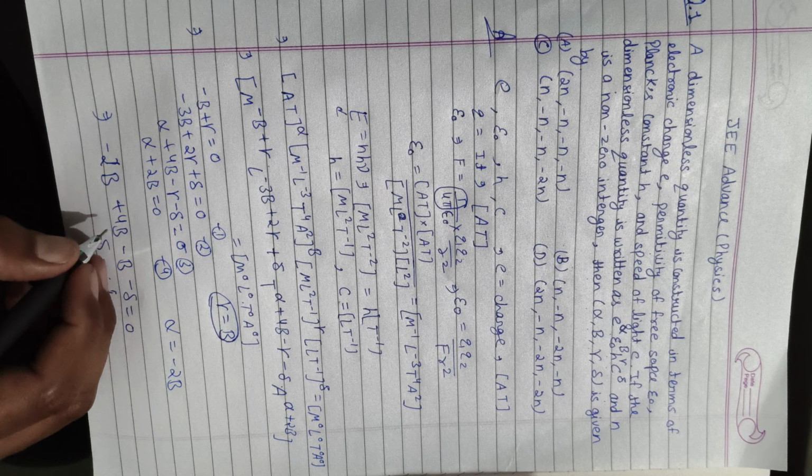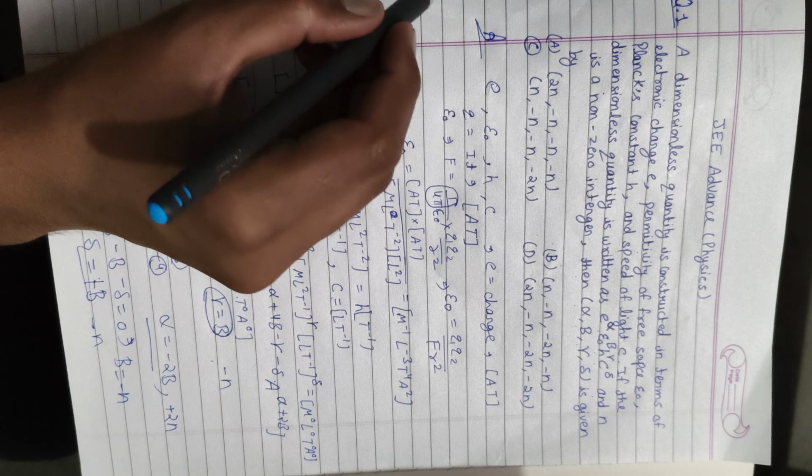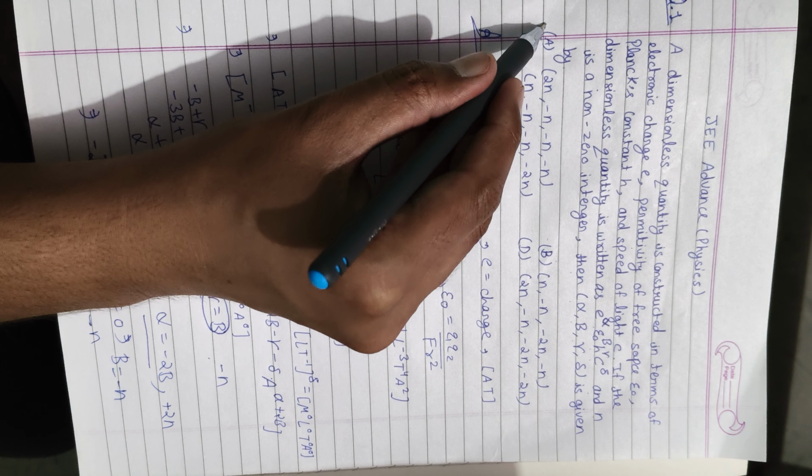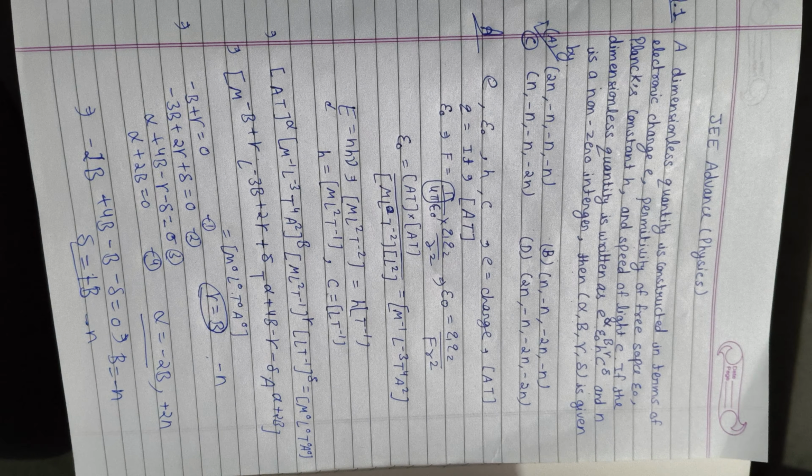If we check all four options, beta takes the value minus n, so alpha takes the value plus 2n, gamma is minus n and delta is minus n. So the first option is the correct answer. This is the solution of this question.